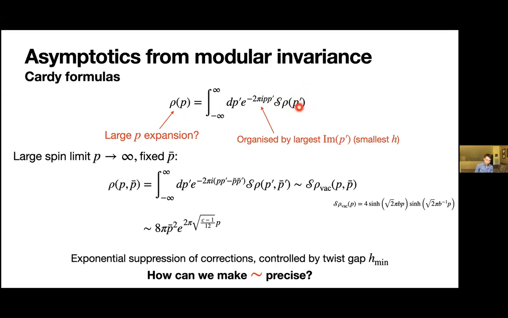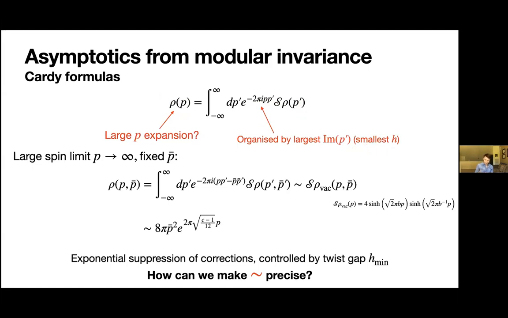And modular invariance tells us that S rho is equal to rho. Now the important thing for this large P expansion is this kernel, and in particular, when P prime is imaginary, this is growing exponentially with P. And the rate of growth depends on how large the imaginary part of P prime is. So if we want to expand the left-hand side at large P, we need to pick out the pieces of the S transform density that have support on the largest imaginary part of P prime. So that just corresponds to the smallest twist.